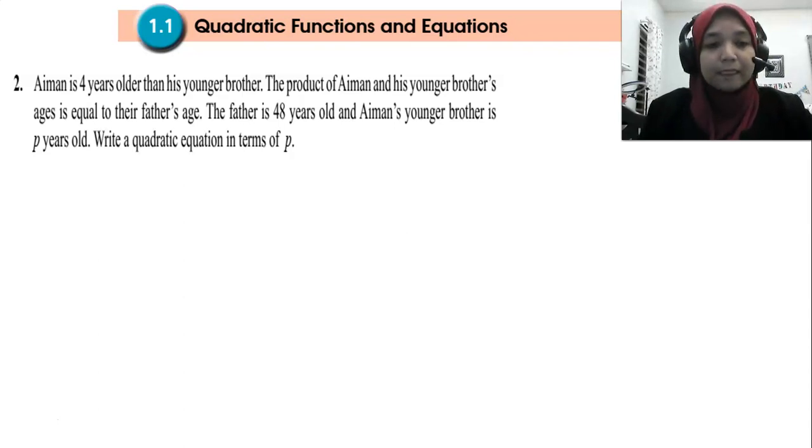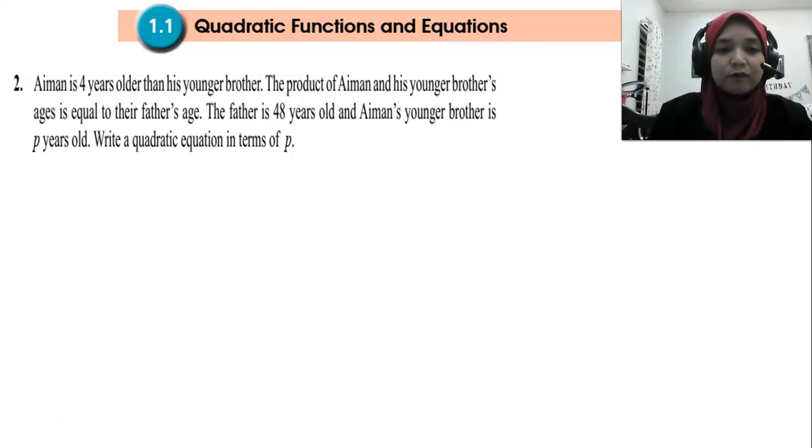Aiman is 4 years older than his younger brother. So, 4 years older means kita akan apa? Divide ke plus? Kalau saya 25, my sister is 5 years older than me. My sister akan berapa? My sister akan jadi plus lah. Pandai. So, the product of Aiman and his younger brother's age is equal to their father's age.